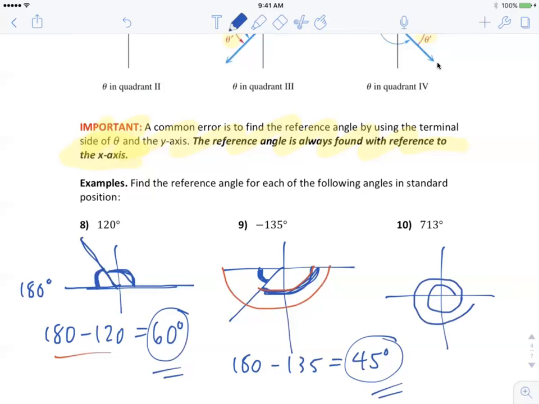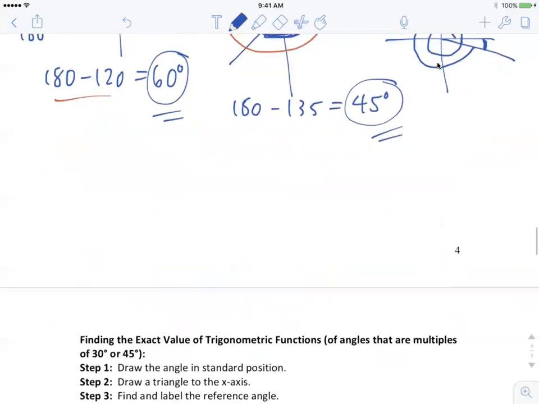Almost a 360 again. There's that angle. So I just drew the angle 713. The reference angle is this little angle in here, right? And so I can calculate that because I know full circle is 360. I just went 353. So I would do 360 minus 353, 7-degree reference angle. Acute, positive, made with the x-axis. All right.